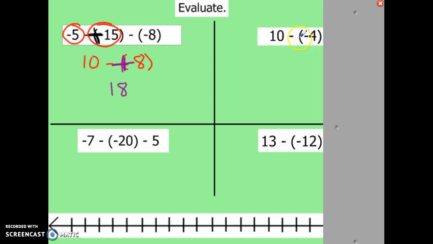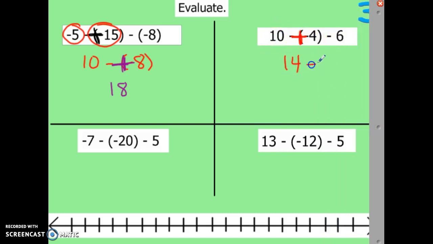Here again, the opposite of a negative. We should be getting good at this. Two negatives there next to each other are going to make a positive. So 10 plus 4 is 14. And then 14, we just have -6. If you want to circle them again, you can. 14 and a -6. Different signs, subtract. We should be left with 8. They're more positive, so it's positive.